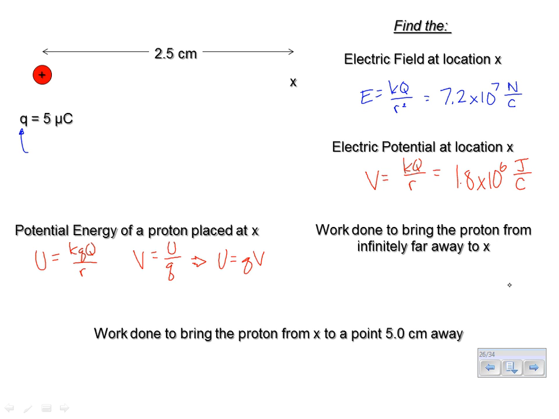So all I have to do really is take my electric potential that I found here and multiply by the charge of the thing we put in that field. Well, in this example, that's a proton. So I'm going to do that, 1.8 times 10 to the 6th, and multiply by the charge of a proton, same as the charge of an electron, just positive. And I get that U is 2.9 times 10 to the negative 13 joules. Fair enough?